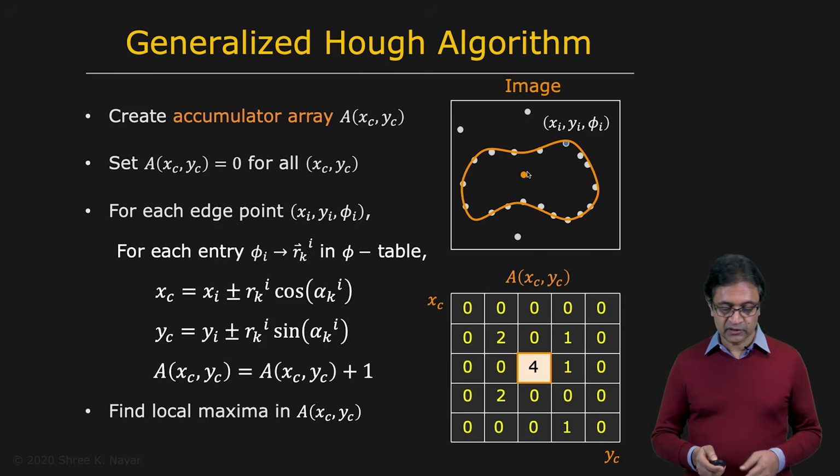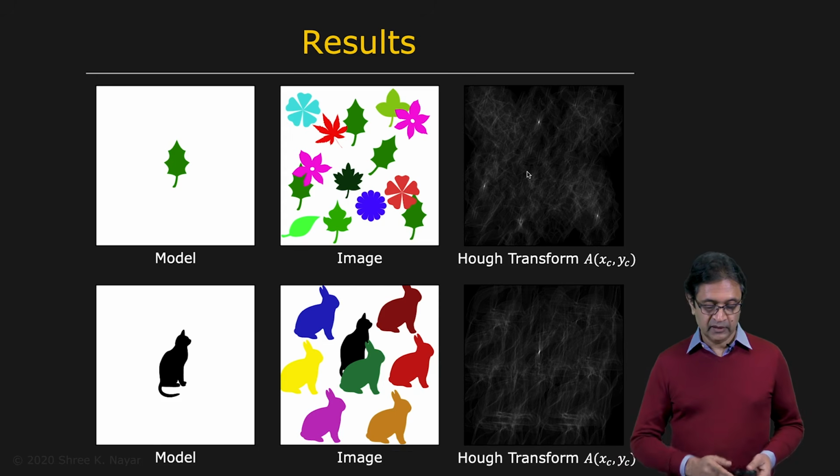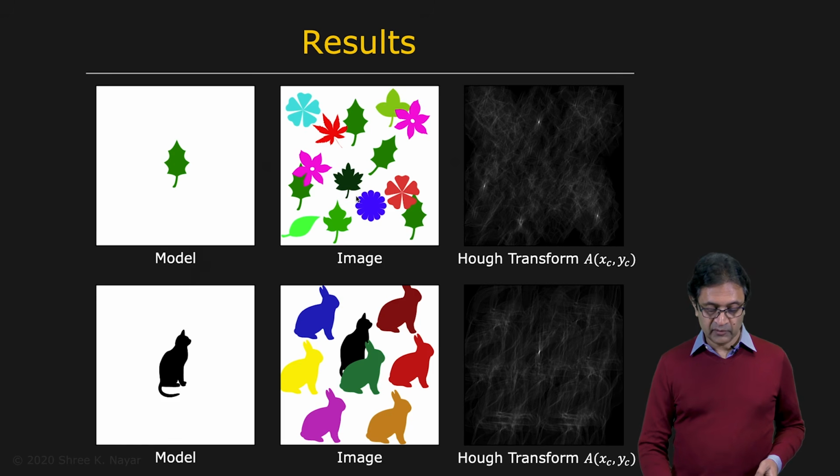So let's see how this works out for some simple images. These are the models that we're working with on the left, a leaf and a cat. We create phi tables for each one of them. And these are the images we are going to use to recognize or find these models in.